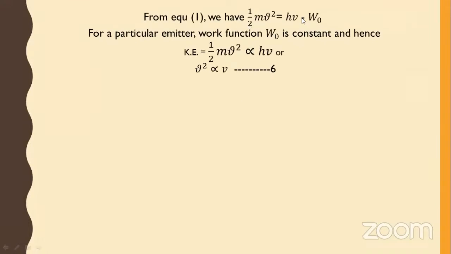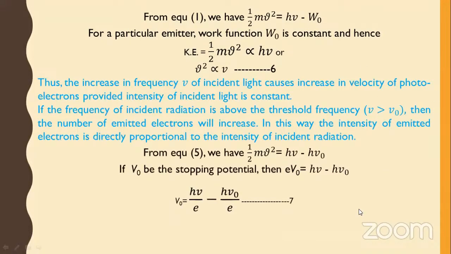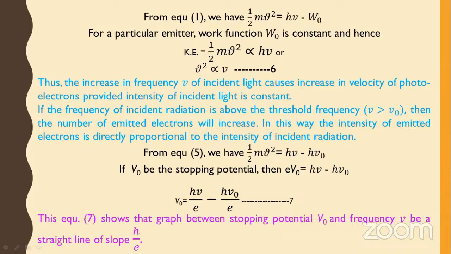Next, from equation 1, kinetic energy equals h nu minus work function W naught. By substituting, you can get the values, so that v square is proportional to nu here. And also with respect to the threshold frequency, previously we calculated the wavelength, and we can write this equation in terms of the threshold frequency. Frequency and wavelength are reciprocal to each other, so you can have the 7th equation like that. So how the stopping potential is going to vary here.